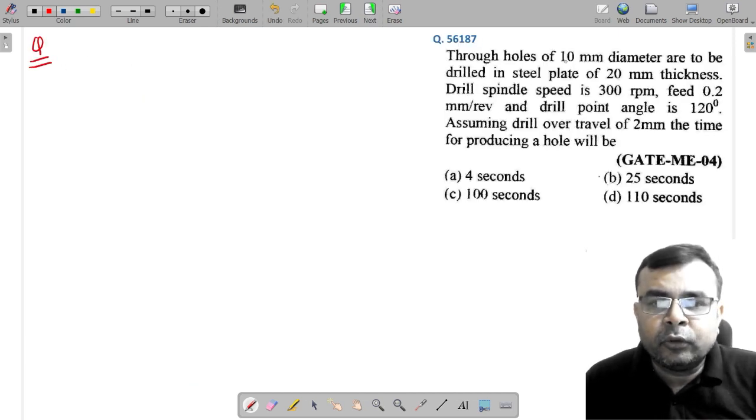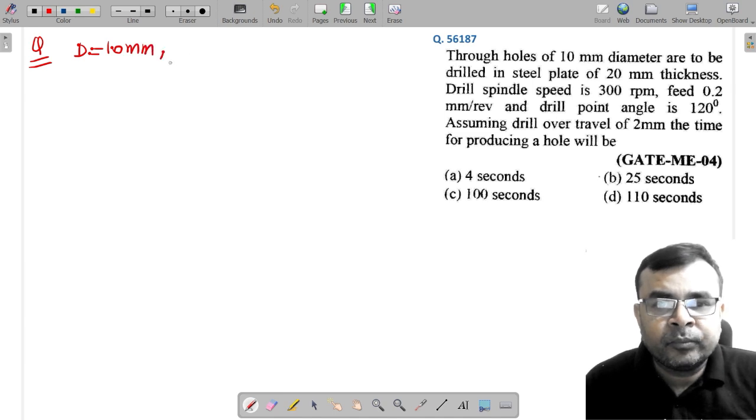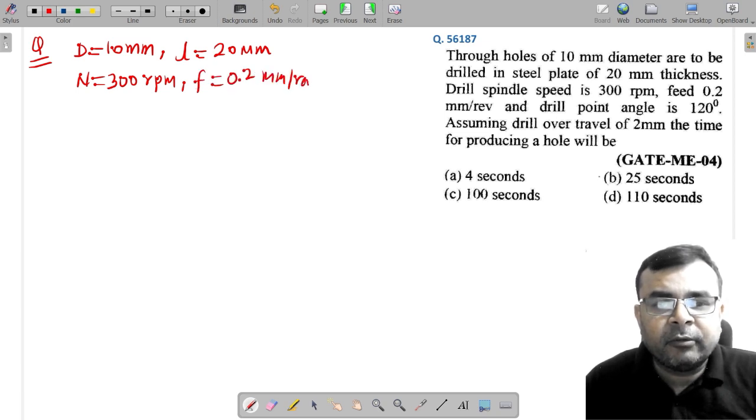Next, two holes of 10 mm diameter are to be drilled in a steel plate of 20 mm thickness. Drill spindle speed is 300 rpm. So let's suppose two holes of 10 mm diameter, so the diameter of the drill bit is given here, 10 millimeter, drilled in a steel plate of 20 mm thickness. Let's suppose L is 20 millimeter. Drill spindle speed, that is N, is given here as 300 rpm. Feed is also given here, that is 0.2 millimeter per revolution.